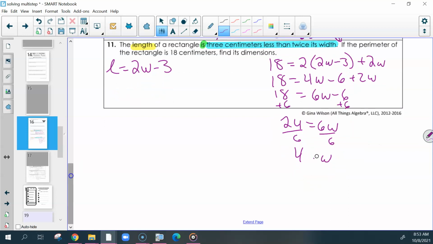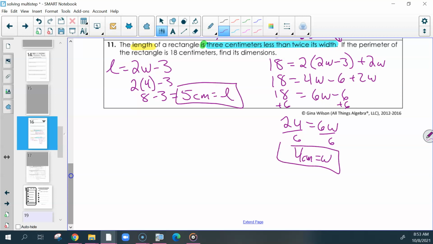I'm going to make sure that I have my units. This is centimeters. Then we have to put that 4 back in for L and figure out what that is. So 8 minus 3, 5 centimeters is our length. Could it also be 6 and 3 as a combination?